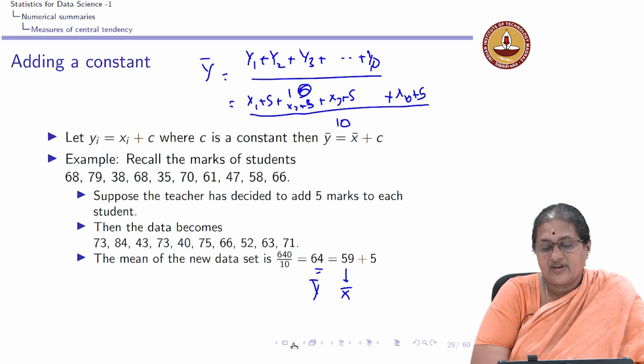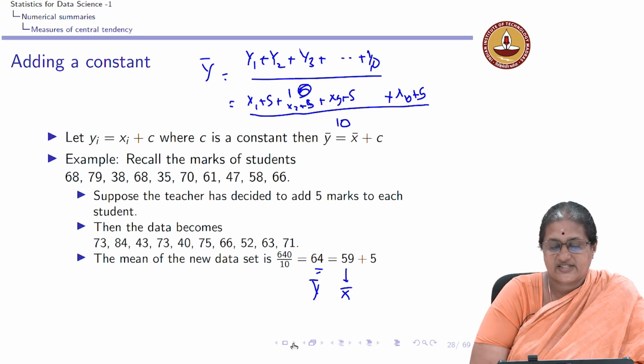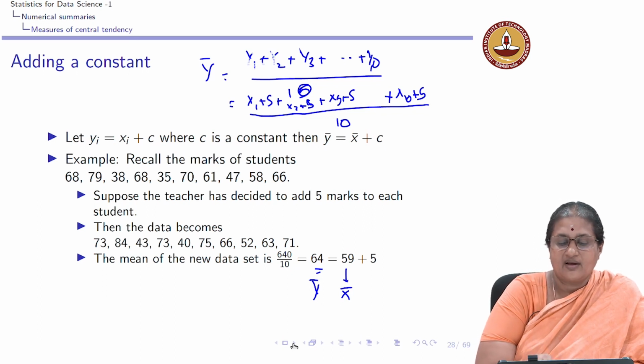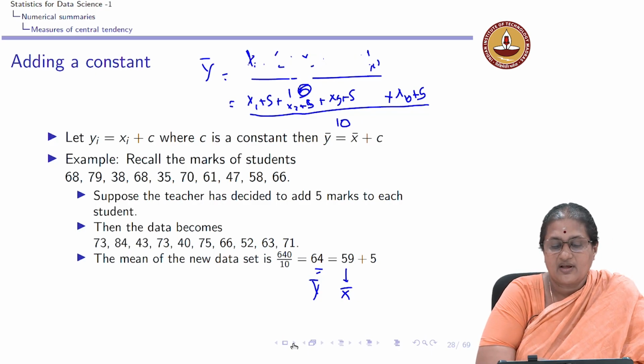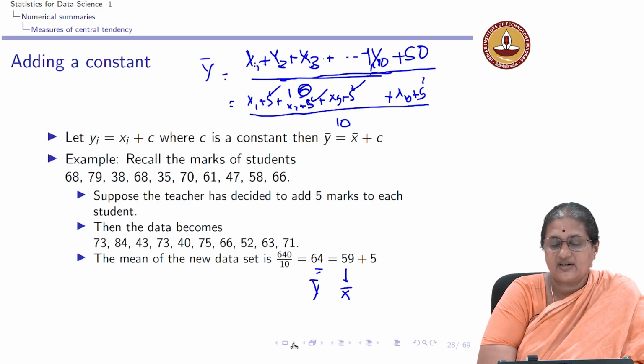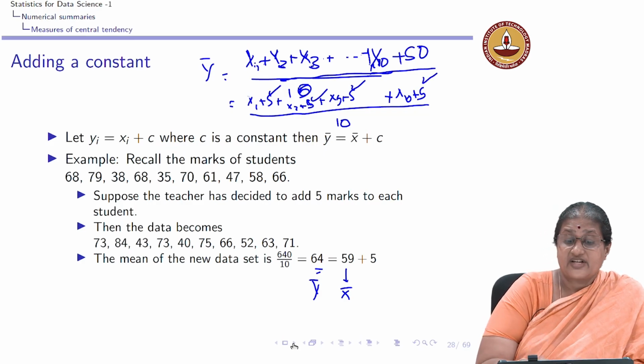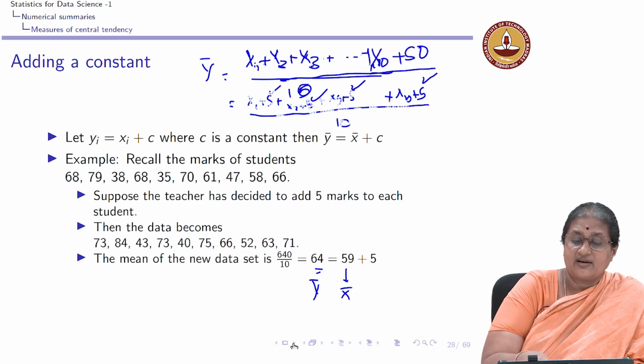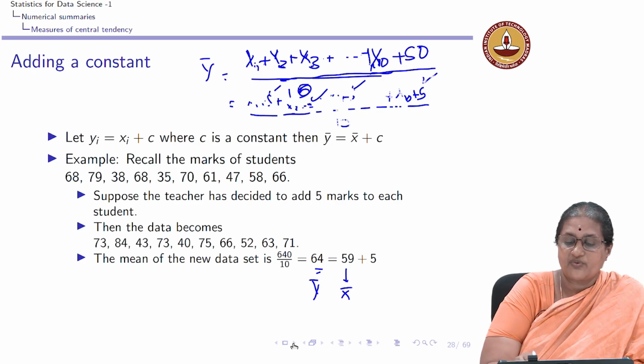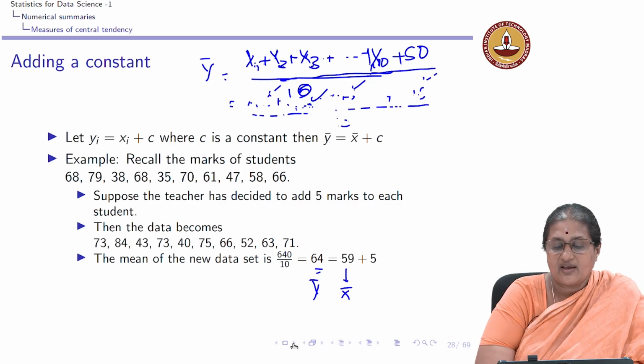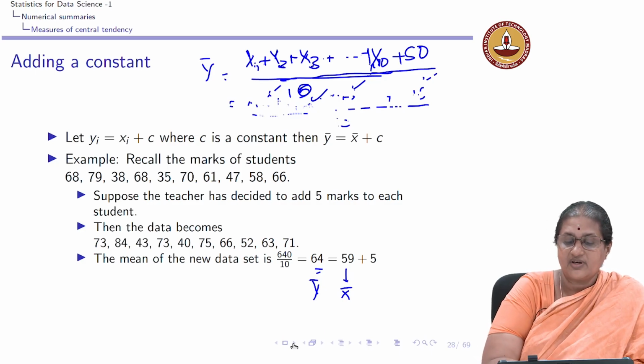So, you can see that I have x1 plus x2 plus x3 up to x10, which makes y bar equal to the following. I have this, which is nothing but x1 plus x2 plus x3 up to x10 plus 50, divided by 10, because this 5 is added 10 times. Now, x1 plus x2 up to x10 divided by 10 is my x bar. That is what we have already seen.